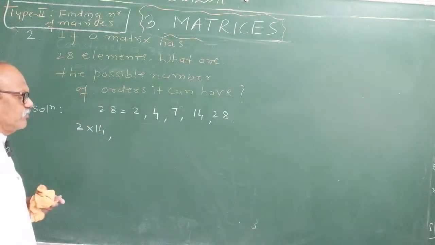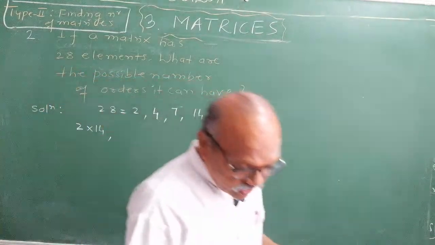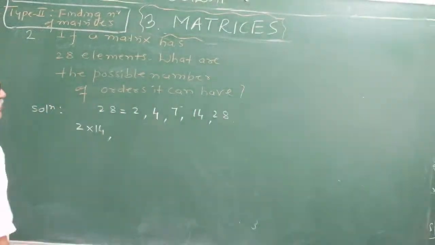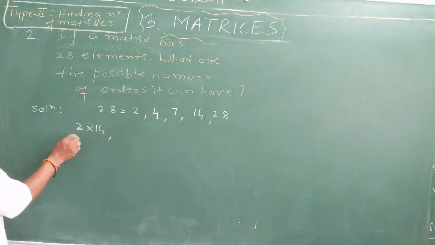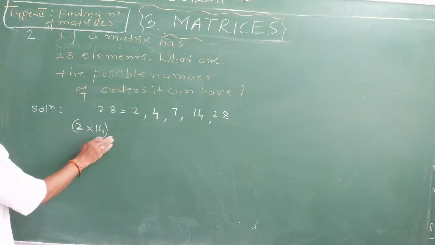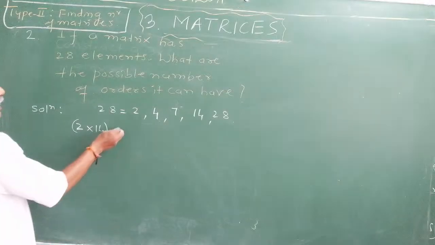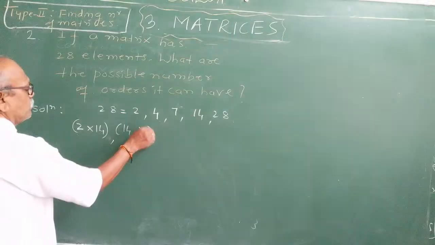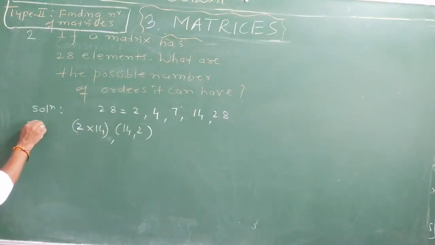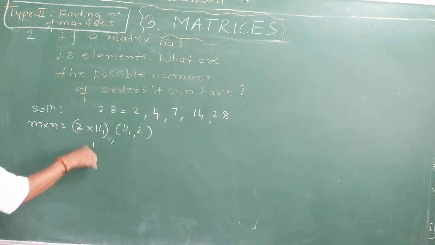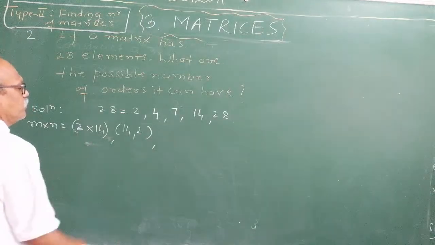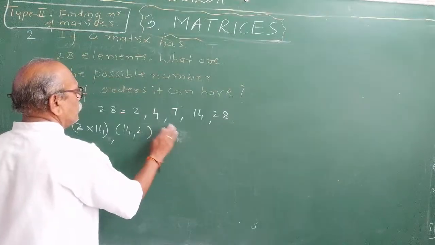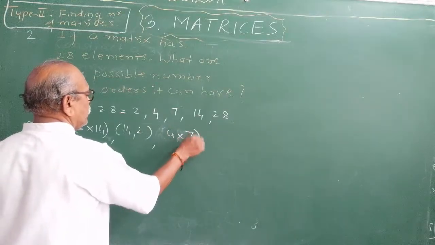28 ones are. So how many orders, how many matrices can you have now? You can have matrices of order, say, first one is 2 by 14, which is one possibility: 2 rows and 14 columns. And 14 by 2 is another possibility with m by n. Then you can take now 4 sevens are 28, meaning 4 by 7 is another possibility.